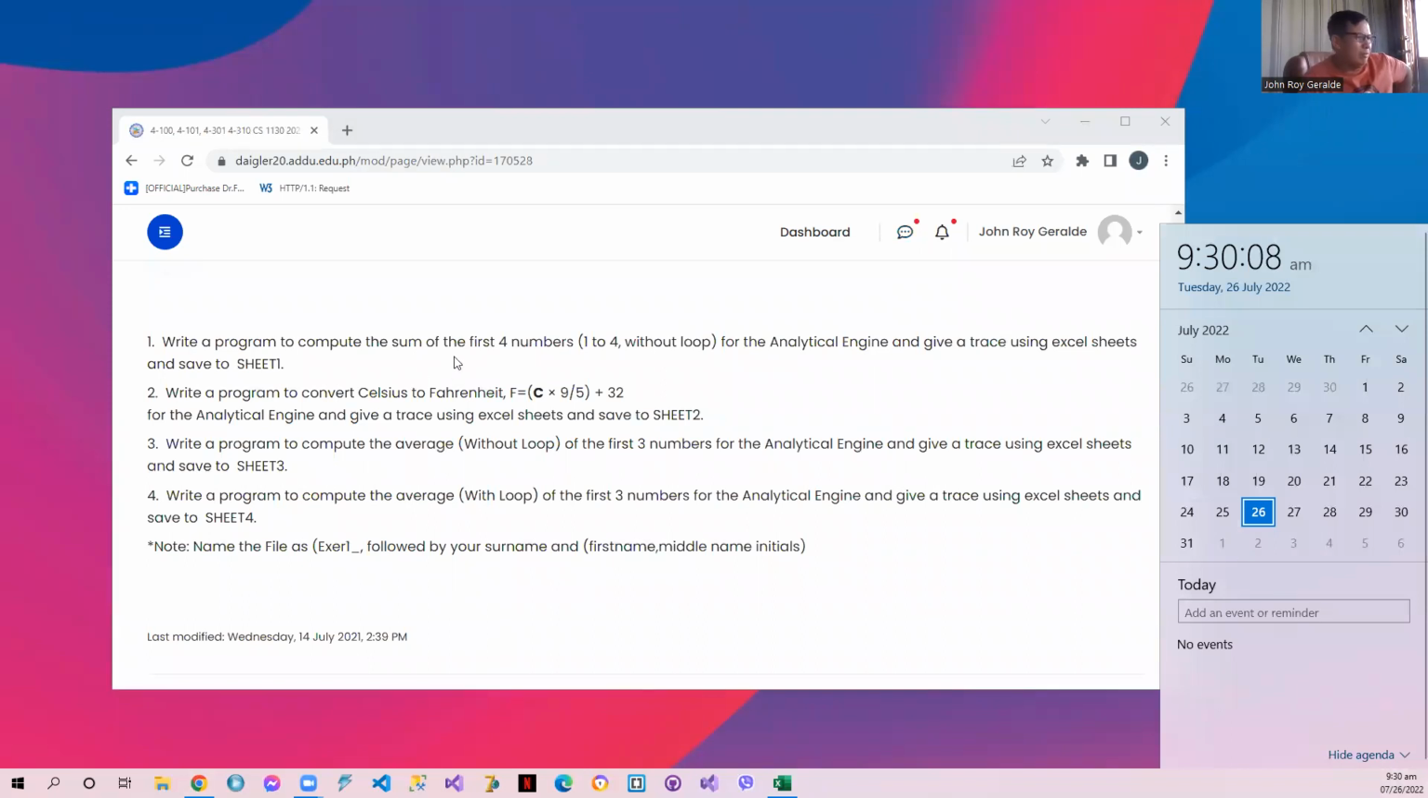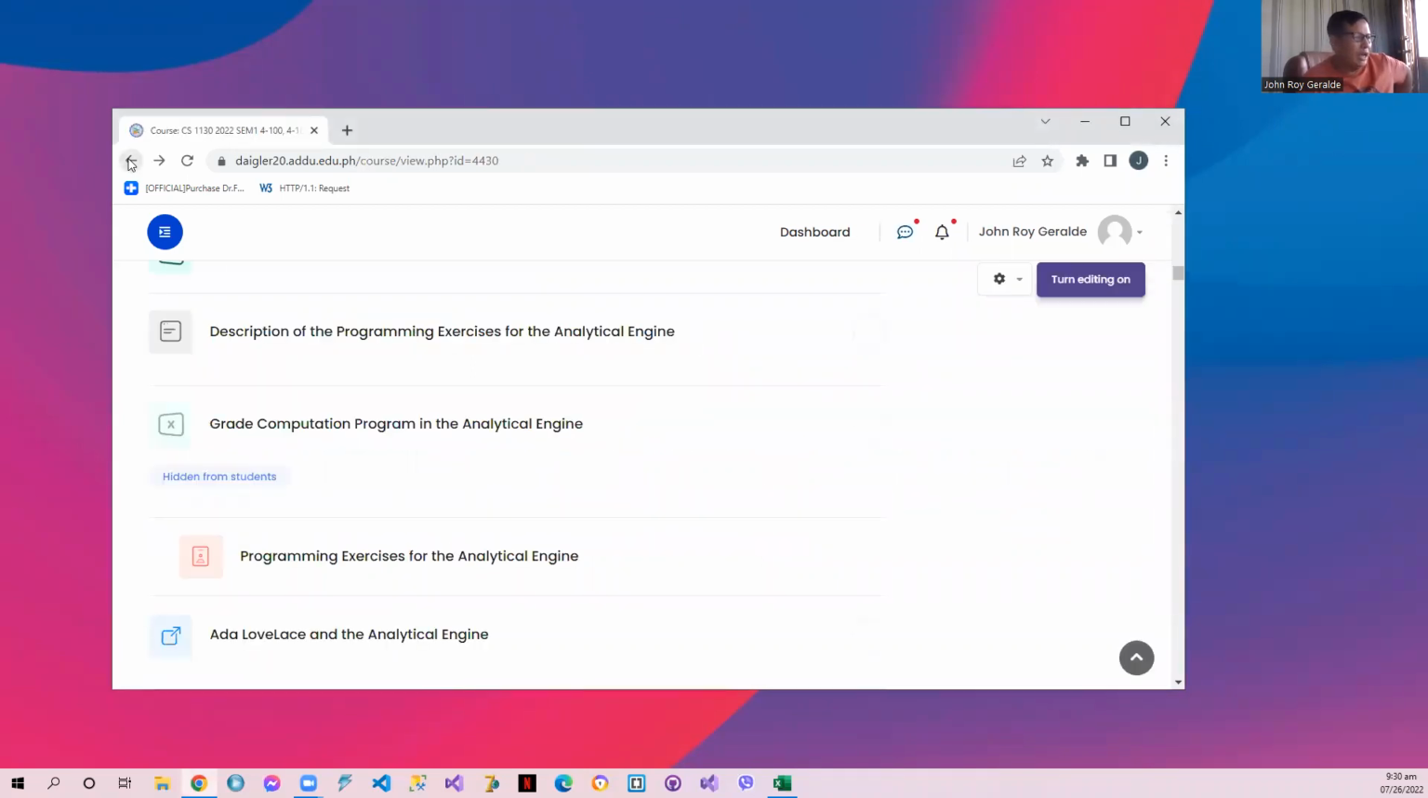You're going to write a program that will compute the sum of the first four numbers without loop. And then write a program that will convert Celsius to Fahrenheit. I'm going to give you the template anyway, no? And then write a program to compute the average without loop of the first three numbers, the same way you write a program to compute the average with loop of the first three numbers. I'm going to discuss them shortly, no? On how to do it. Okay? So you will have to pass this before 8 o'clock on Monday.